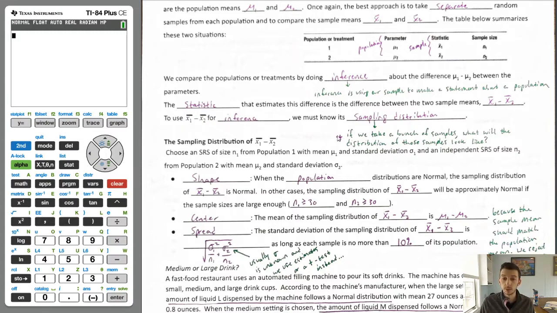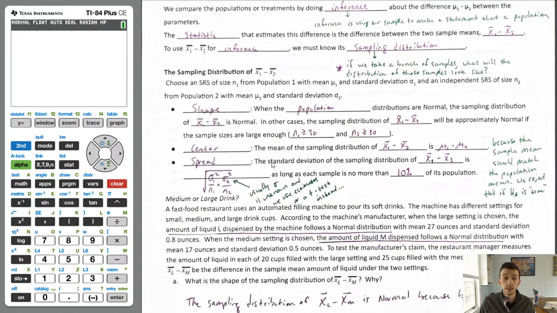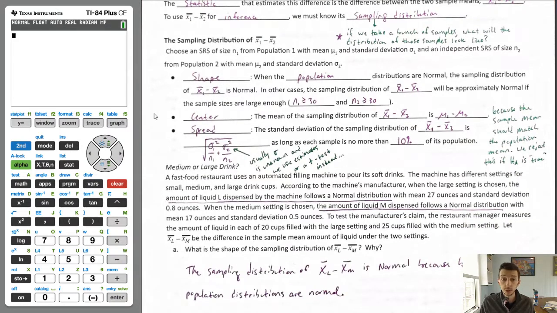Again, in green here, if we take a bunch of samples, what will the distribution of those samples look like? Here we're talking about how to make judgments about the sampling distribution. You're going to look at your shape, center, spread, and outliers. If you don't have any outliers or you don't have the data, then you can't make a comment on that. But you always can make a comment about the shape, the center, and the spread. First of all, if you know the population is normal, then the sampling distribution is normal. If you don't know the population is normal, then you have to analyze the sampling distribution.